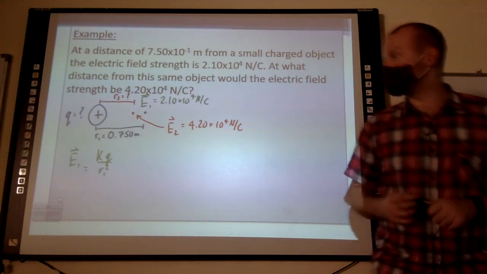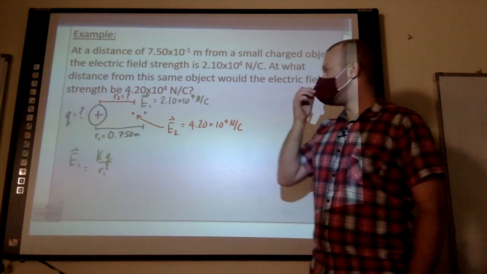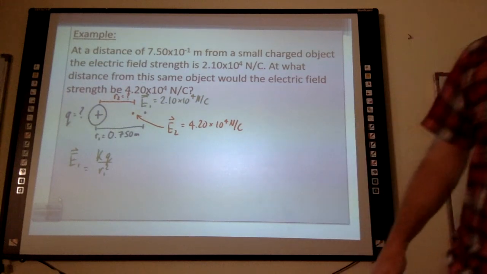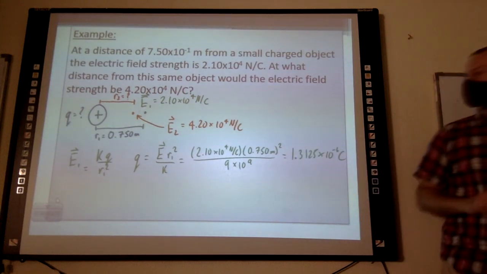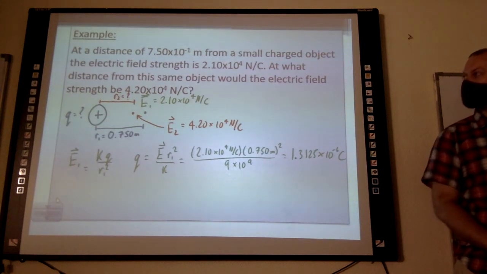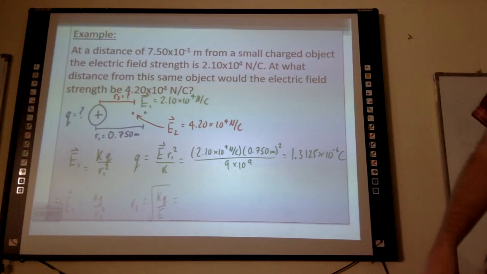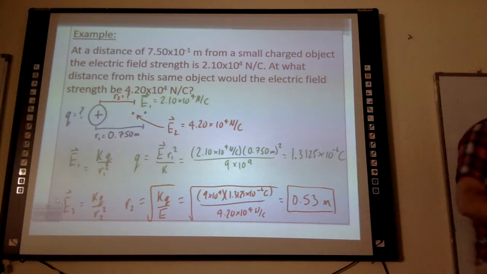So we have our electric field strength equation. We have electric field E1, we've got K, 9 times 10 to the power of 9. We want what is this charge, and we know the distance between them. So we can solve for Q, and we get a number. And then it's simply a matter of taking that exact same equation and solving for R2. So we do this for E2, solve for the radius, we get 0.53 meters. Questions with this?